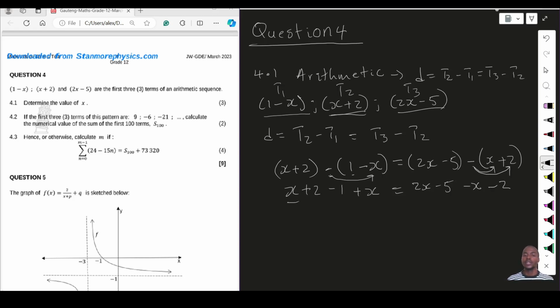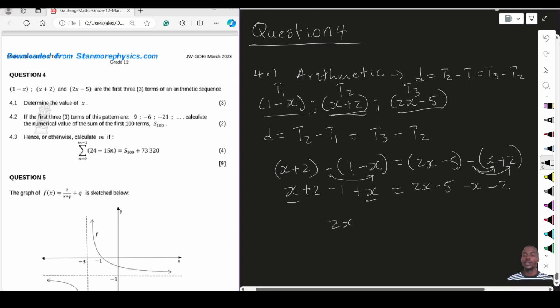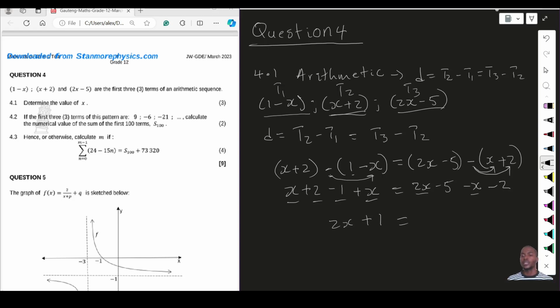So we're going to say x plus x is 2x. 2 minus 1, the answer is 1. This equals 2x minus x, it's x. Then minus 5 and minus 2. Please put this in your calculator. Many people are making mistakes here. So minus 5 minus 2 is minus 7.